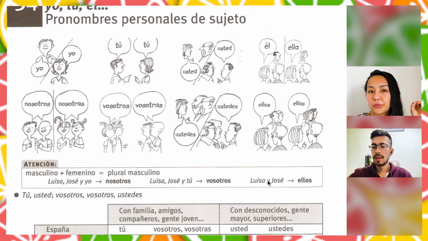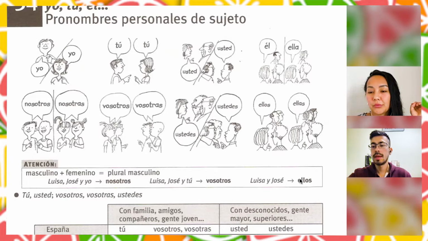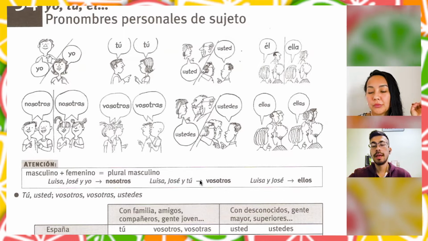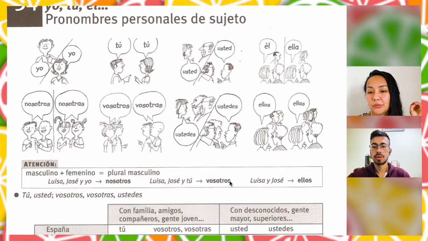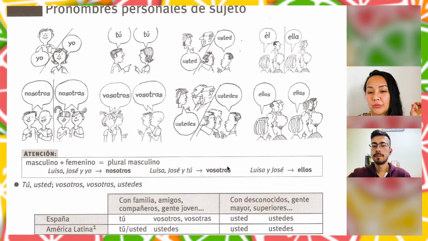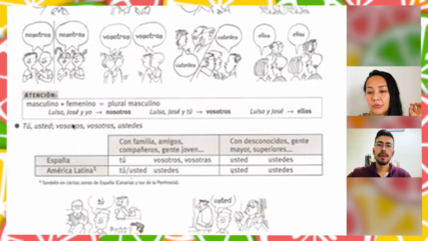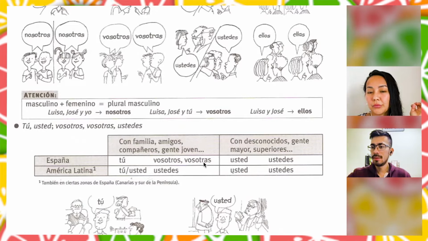For example, Luisa y José. So we say ellos. Luisa, José, tú: vosotros. It's always masculine.